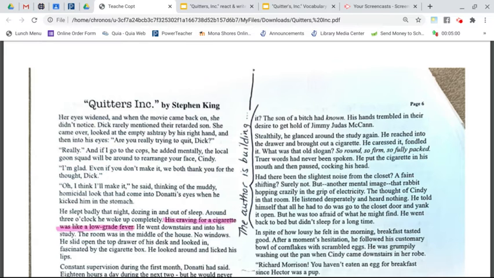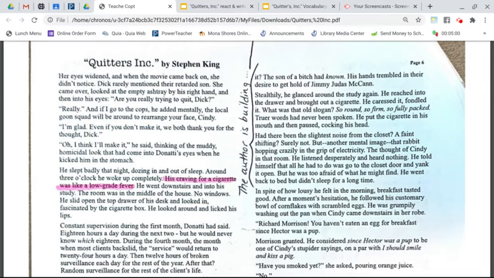But he put the cigarette in his mouth and then paused, cocking his head. Had there been the slightest noise from the closet, a faint shifting? Surely not. But another mental image, that rabbit hopping crazily in a grip of electricity. The thought of Cindy in that room. He listened desperately and heard nothing. He told himself that all he had to do was to go to the closet door and yank it open, but he was too afraid of what he might find. He went back to bed, but didn't sleep for a long time.